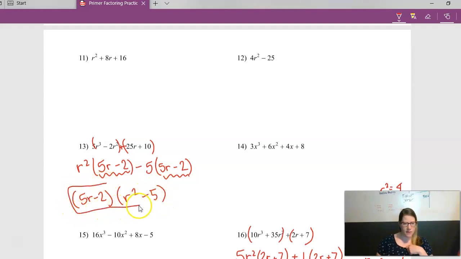Again, later on we'll talk about how to break up this r squared, but for now let's just leave it like that because r squared minus 5 is not a perfect square, so it's not a difference of squares, so let's just leave it in that form.